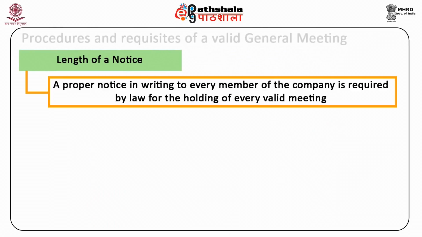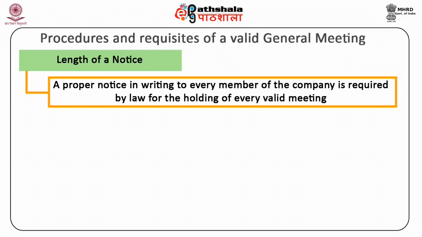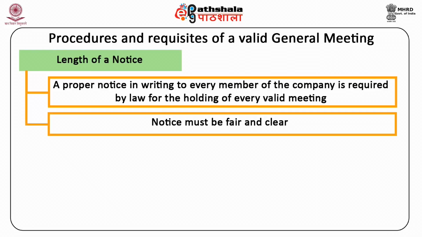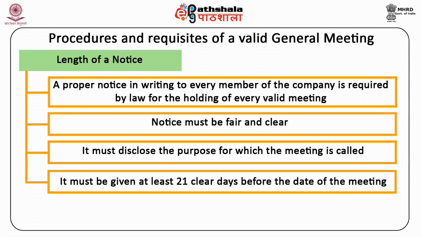Length of notice. A proper notice in writing to every member of the company is required by law for the holding of every valid meeting. Notice must be fair and clear. It must disclose the purpose for which the meeting is called. It must be given at least 21 clear days before the date of the meeting. In calculating 21 days, the date of receipt of notice and the date of the meeting should be excluded. Articles may provide for a notice longer than 21 days, but not for a notice shorter than 21 days.